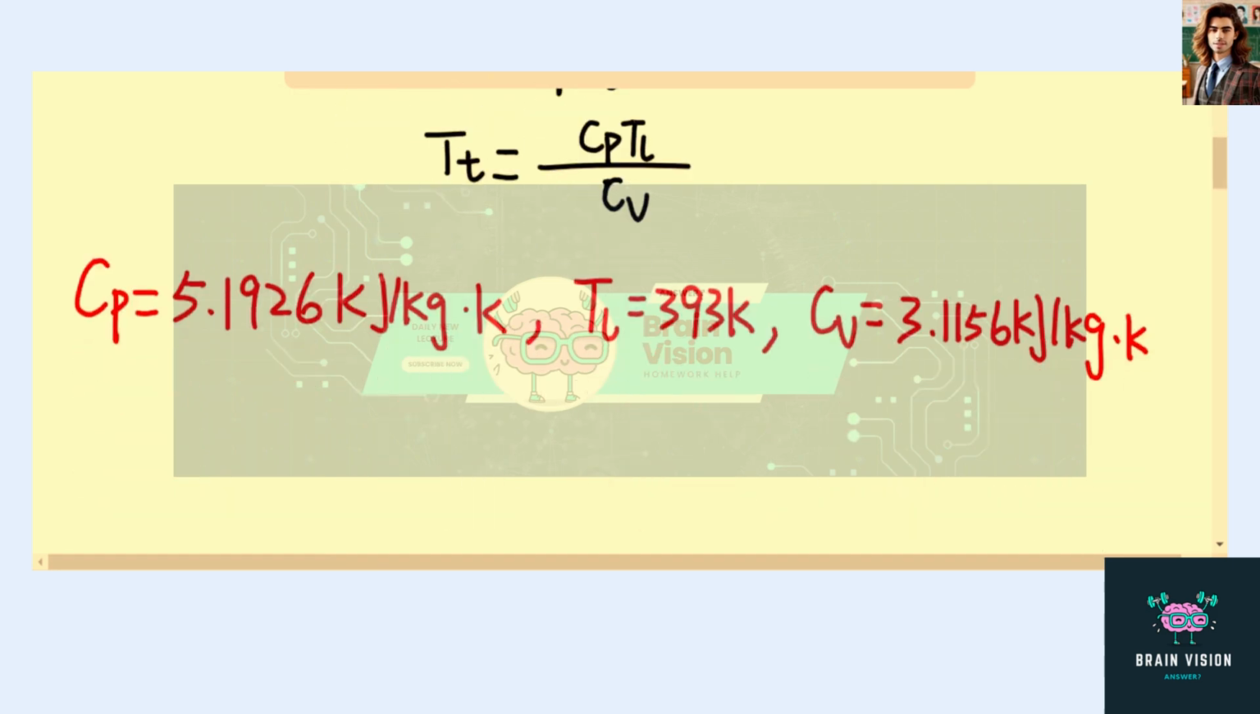So based on the properties of gases in the helium column at the back of the book, you'll find that the Cp should be equal to 5.1926 kilojoule per kilogram times Kelvin, and TL we know is given from the question, which is 393 Kelvin, and Cv is equal to 3.1156 kilojoule per kilogram times Kelvin.